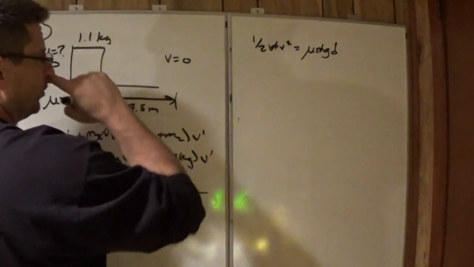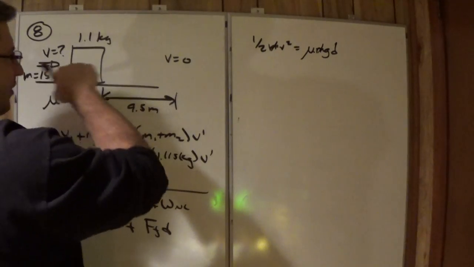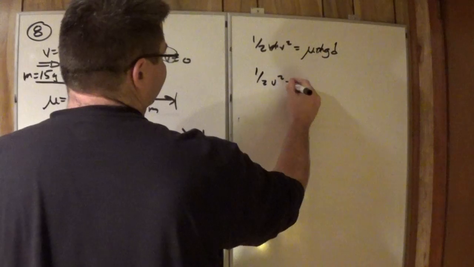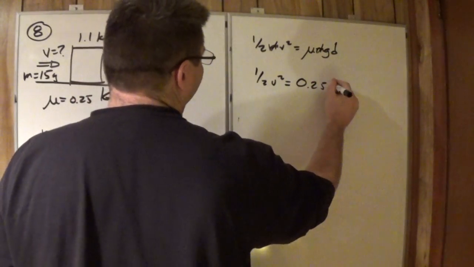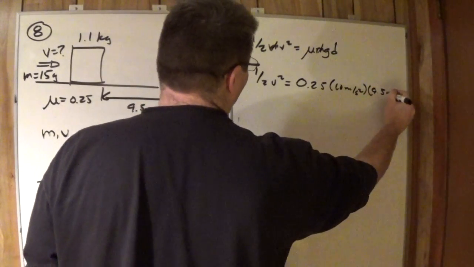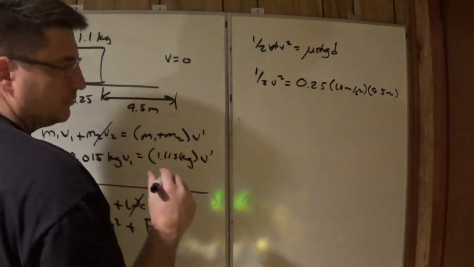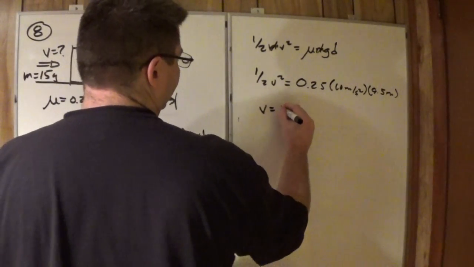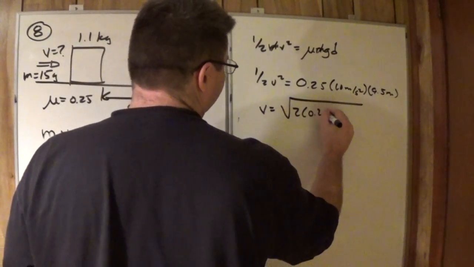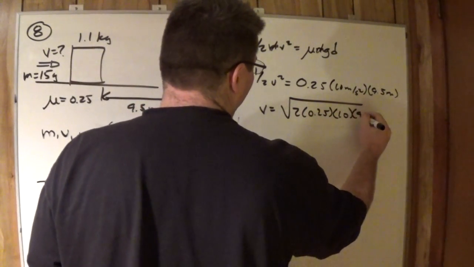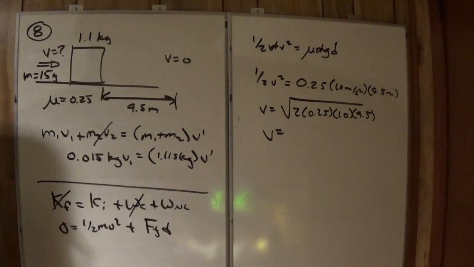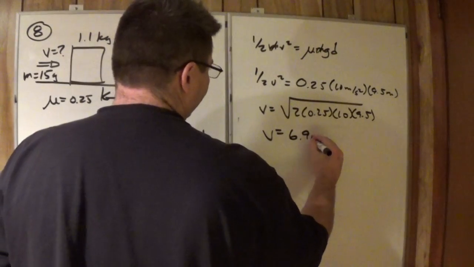So the velocity is what we were looking for, the initial velocity of the block and bullet together. So 1/2 v squared is equal to 0.25 times 10 meters per second squared times 9.5 meters. So v is equal to the square root of 2 times 0.25 times 10 times 9.5. And this velocity is 6.9 meters per second.